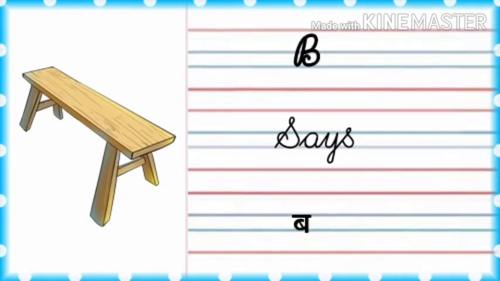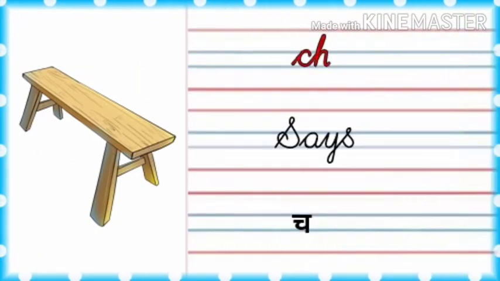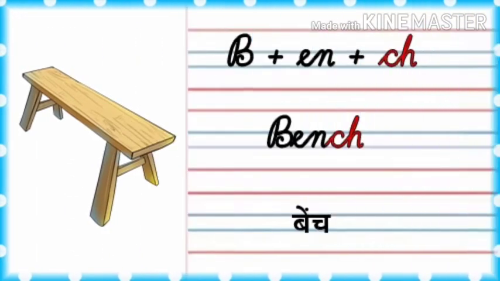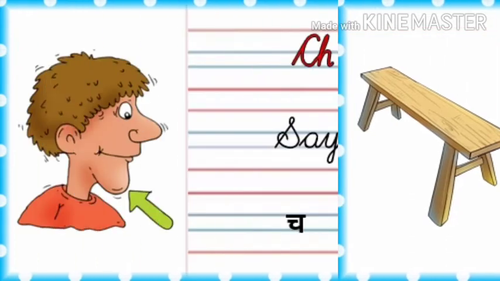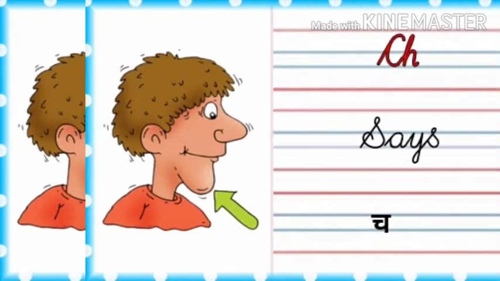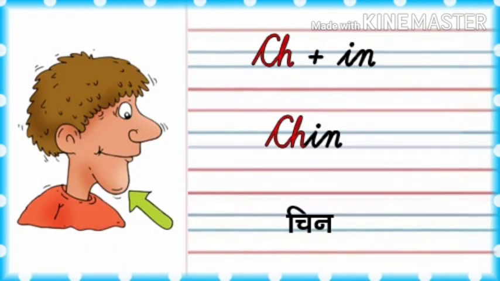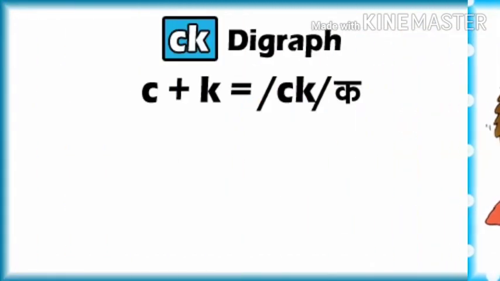B says b. E N says en. CH, ch. B-E-N-CH, bench. Repeat, bench. One more word of ch sound. CH, ch. I N, in. Ch-in, chin.